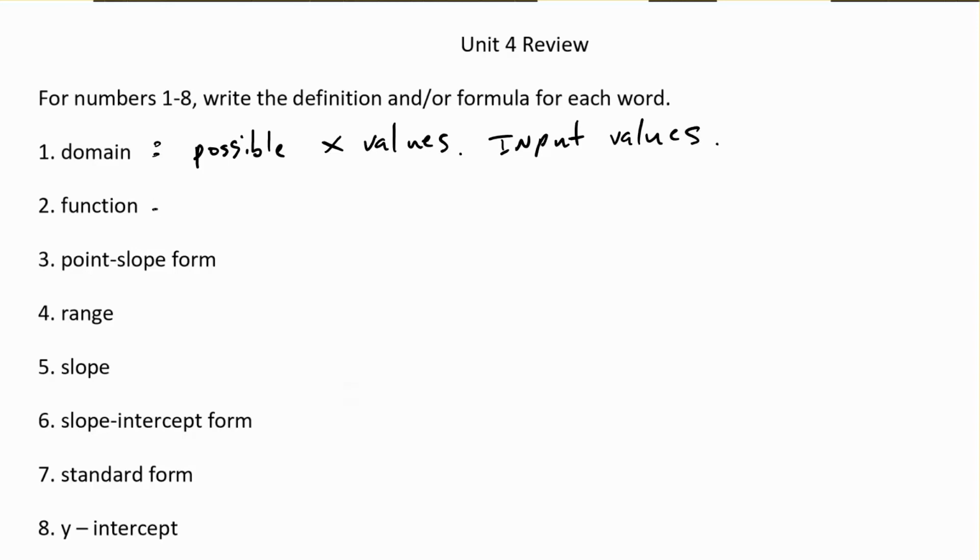A function is a relation where there is exactly one output for each input.